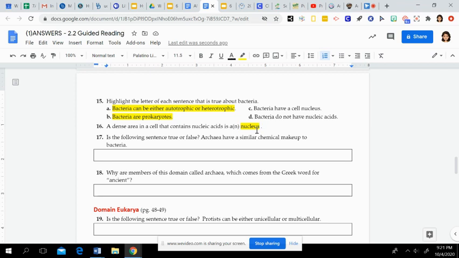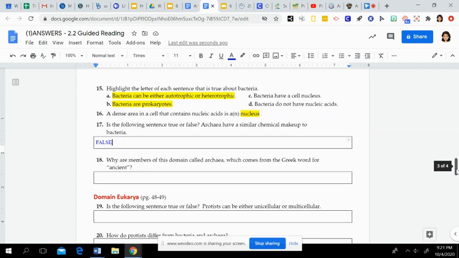Question 17 is true or false? Archaea have a similar chemical makeup to bacteria. This question is false. While archaea and bacteria do have similarities in their functions and how they obtain food, their chemical makeup is different.